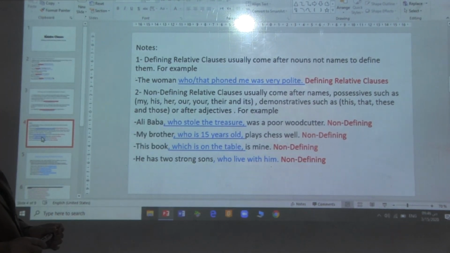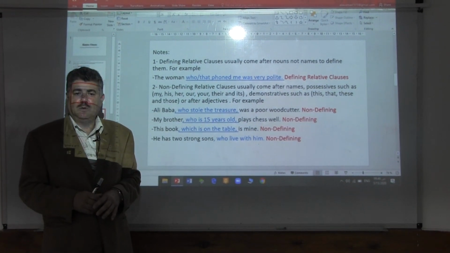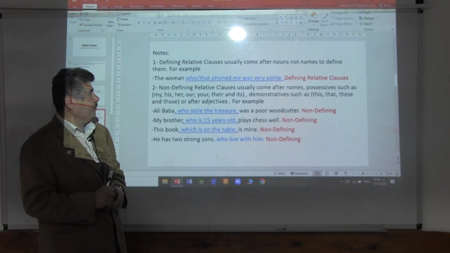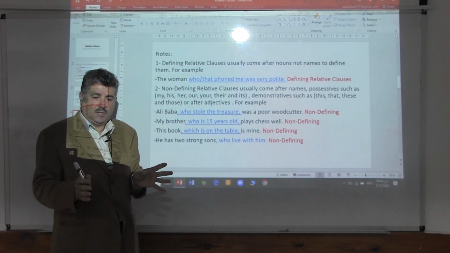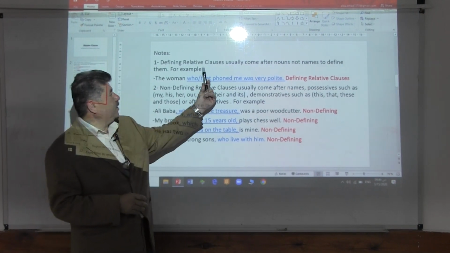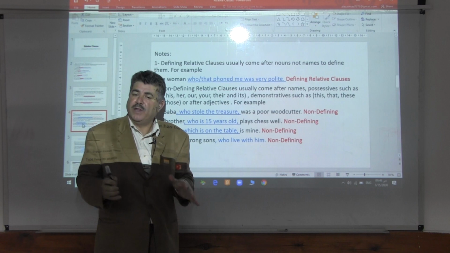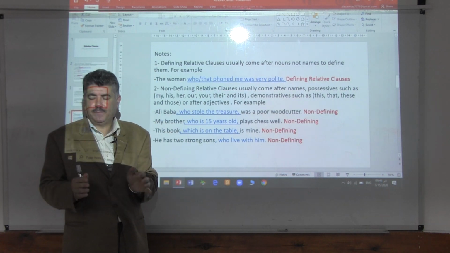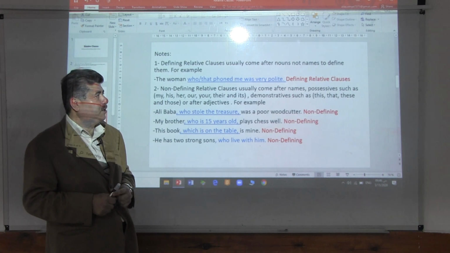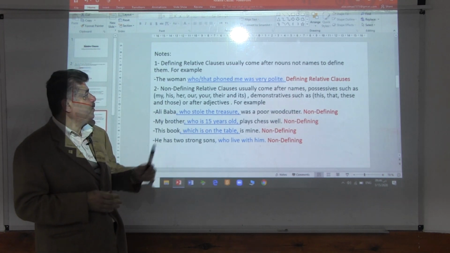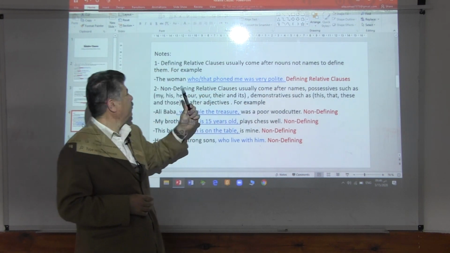Now I wrote this note for you to help you understand clearly the relative clauses. Defining relative clauses usually come, this is just a general note, after nouns. Nouns are indefinite. So they need extra information, necessary information to make them definite. Usually they come after nouns, not after names, to define them.